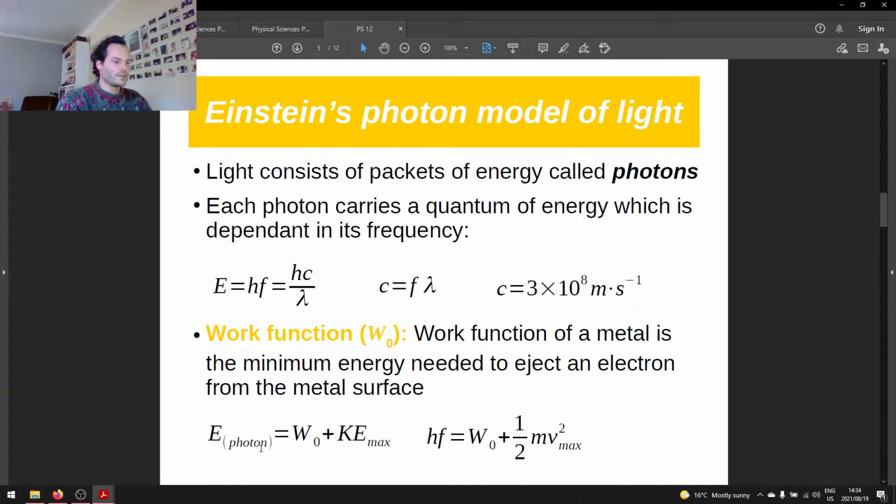So the energy of the photon is equal to the sum of the work function, which is fixed, plus the maximum kinetic energy of what we call the photoelectron, or the electron that has been released or ejected from the metallic surface. I can rewrite this using the equations at the top. Instead of E for the photon, I write hf, that's Planck's constant multiplied by the frequency of the photon. That's equal to the work function plus a half mv squared max. And that's just kinetic energy, isn't it? A half times mass times velocity squared.